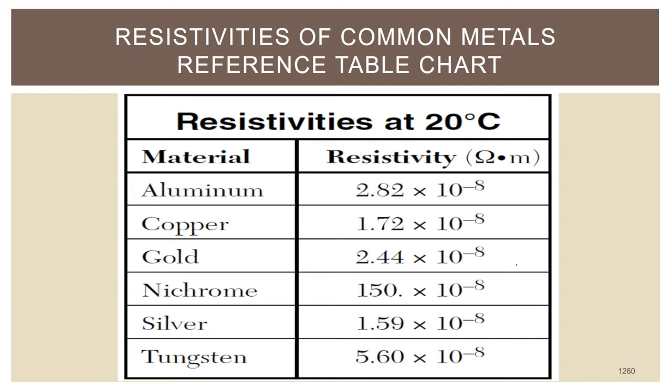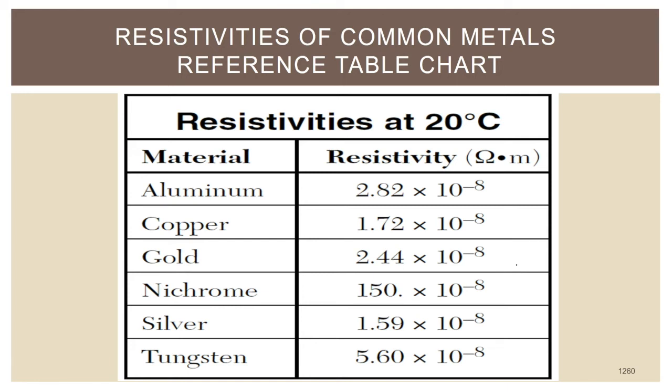I think it's like 68 degrees or something. It's very close to room temperature. They wanted to make it a nice round number, so they called it 20. Room temperature we typically think of as like 70-ish degrees. And so notice they list the resistivity for all of these different materials: aluminum, copper, gold, nichrome, silver, and tungsten.